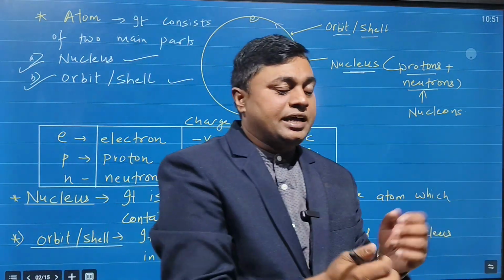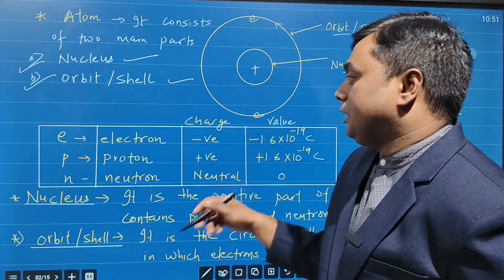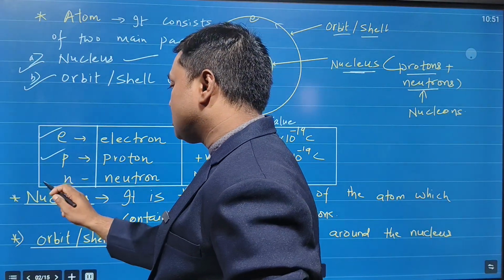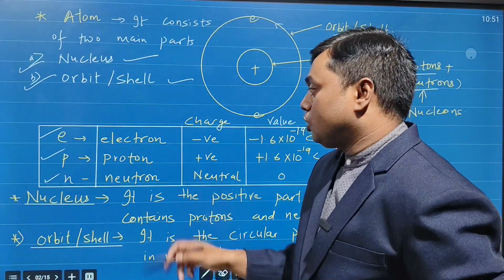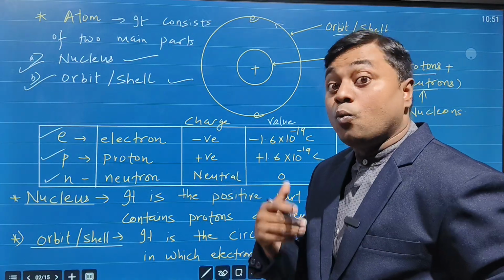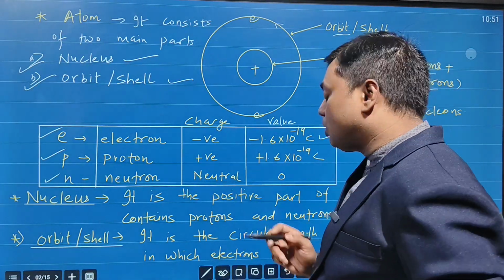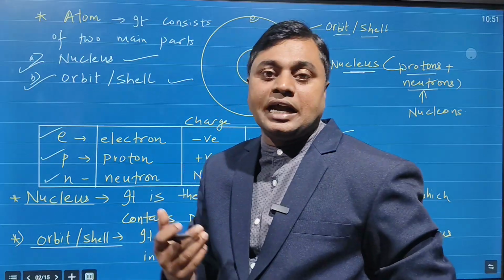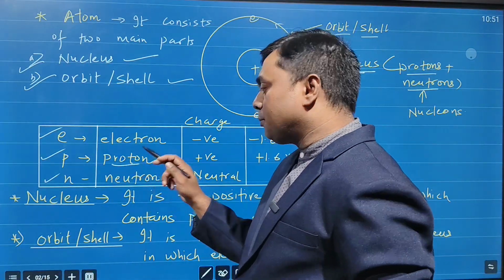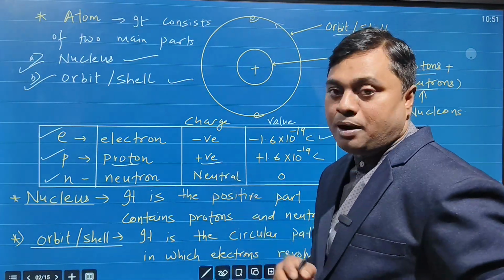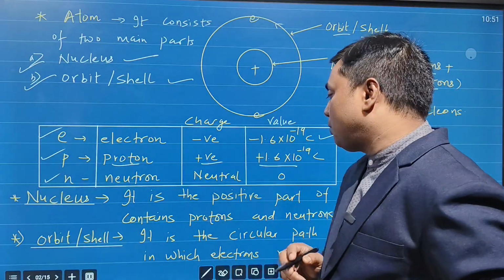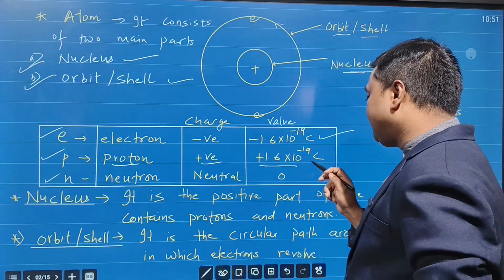So basically we can say atom contains three fundamental particles: electrons, protons and neutrons. E for an electron, the charge is negative. What is the value of the charge? Minus 1.6 into 10 to the power minus 19 coulomb. P stands for a proton. It is a positive charge particle. The value is plus 1.6 into 10 to the power minus 19 coulomb.